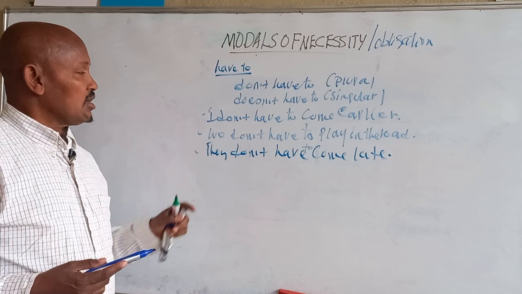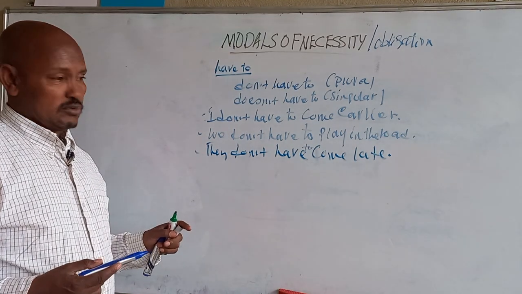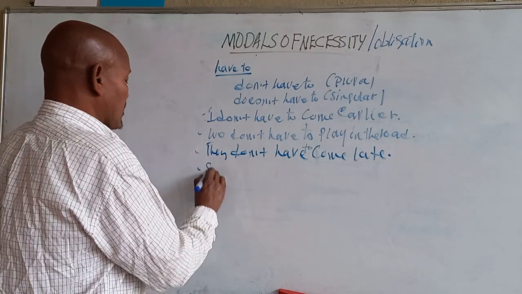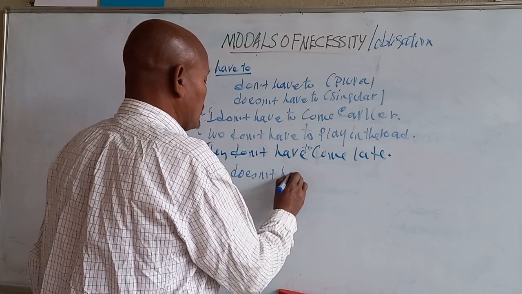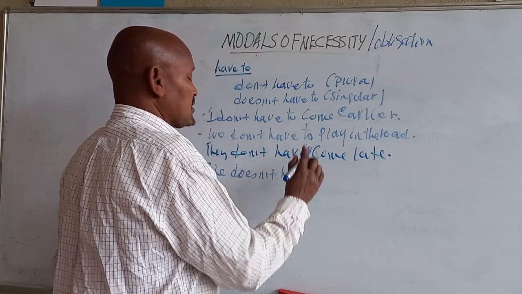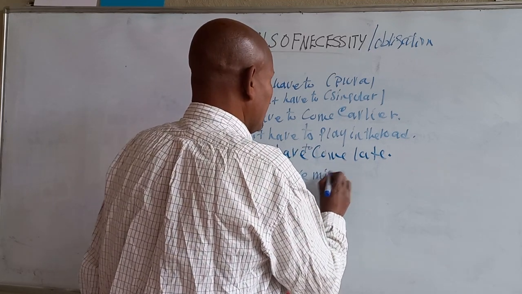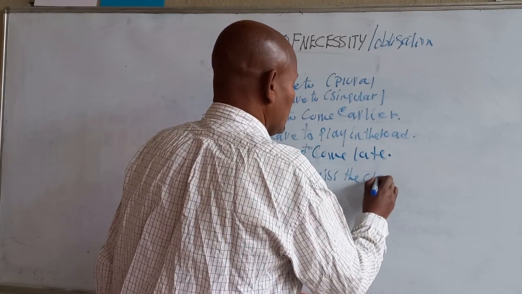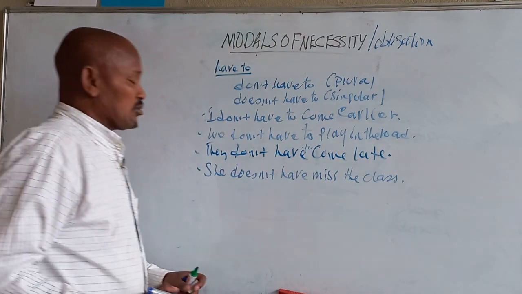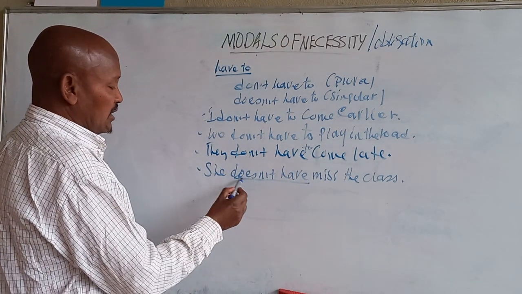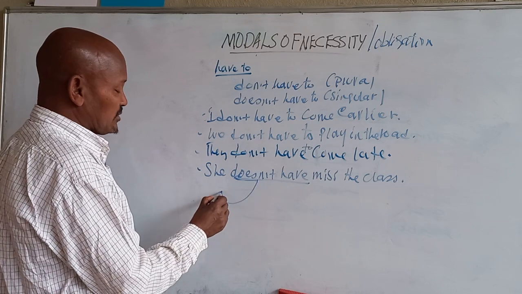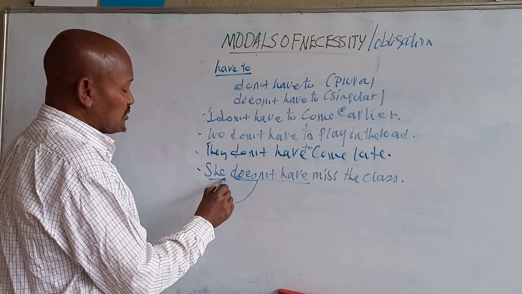So we can use don't have to and doesn't have to. Let me give you an example. She doesn't have to miss the class. Doesn't have to is negative, and this doesn't have to agrees with the singular subject.